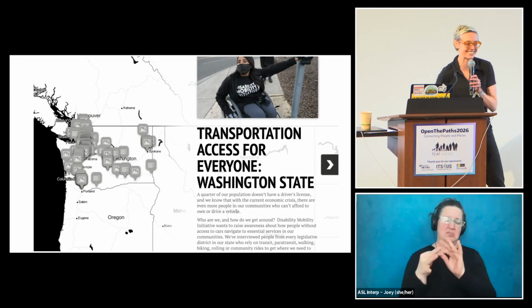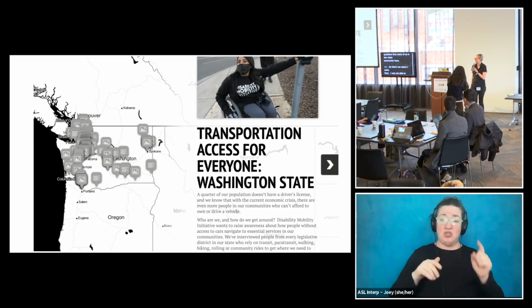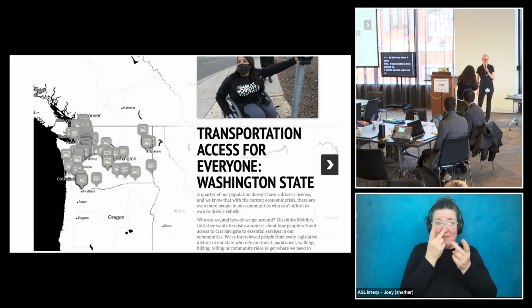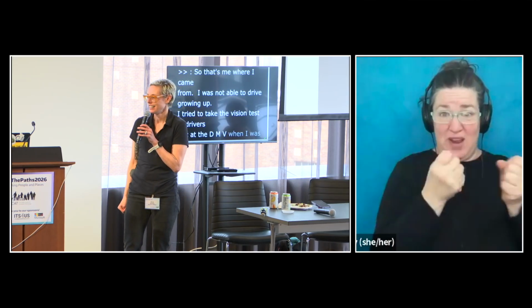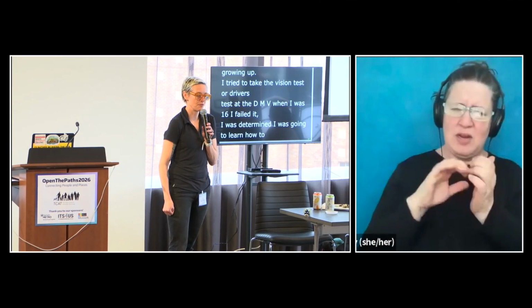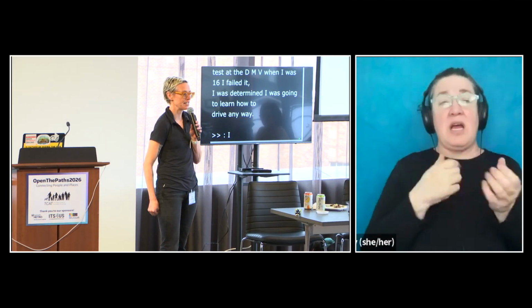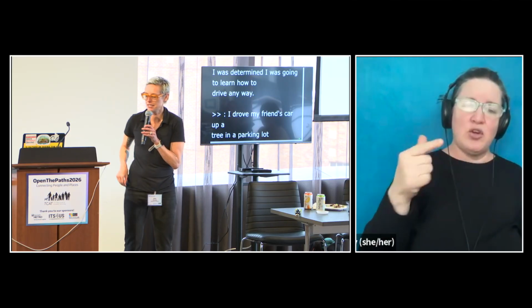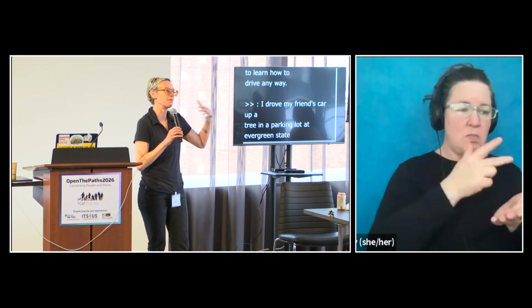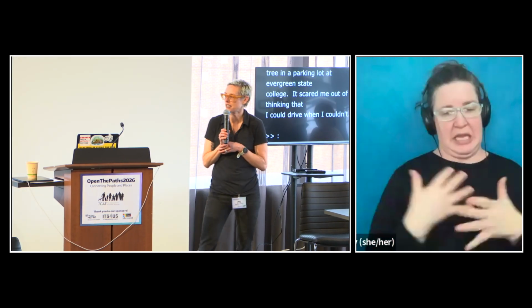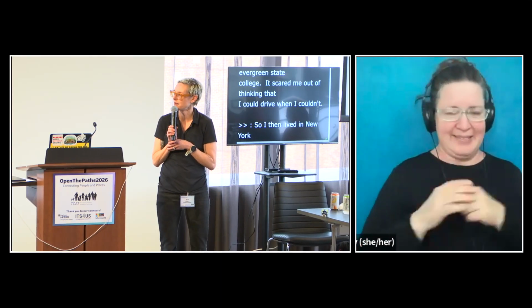I was not able to drive growing up. I tried to take the vision test or the driver's test at the DMV when I was 16. I failed it. I was determined I was going to learn how to drive anyway. I drove my friend's car up a tree in a parking lot at Evergreen State College, and that really scared me. And it was a good thing because it scared me out of thinking that I could drive when I couldn't.